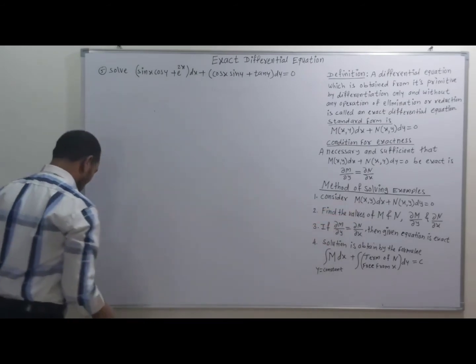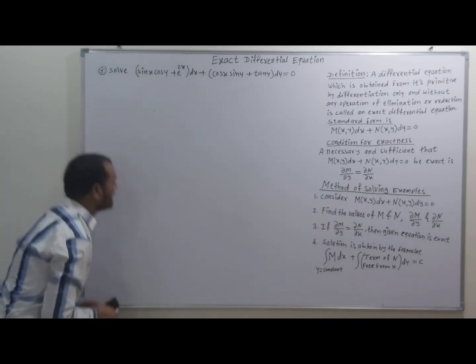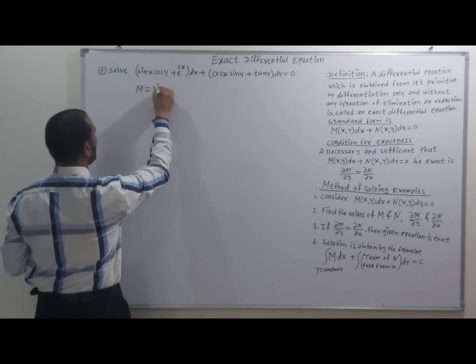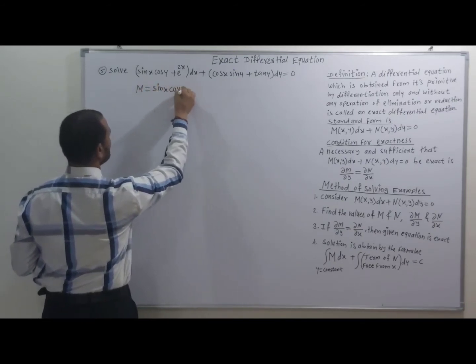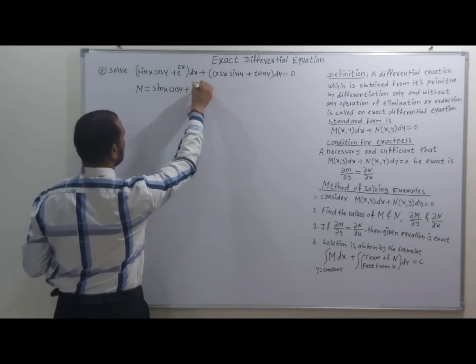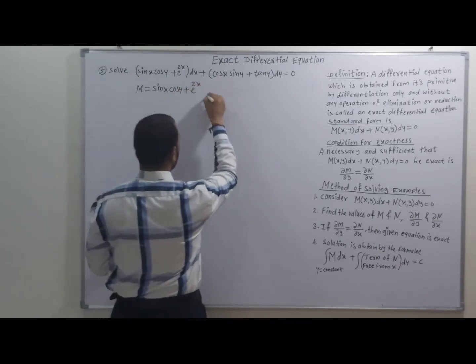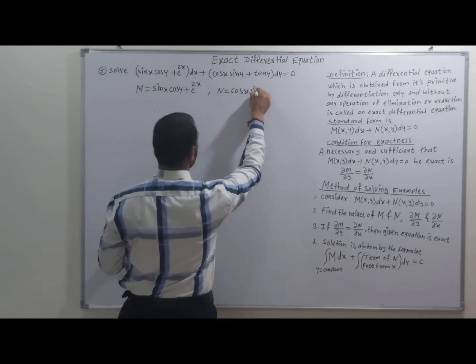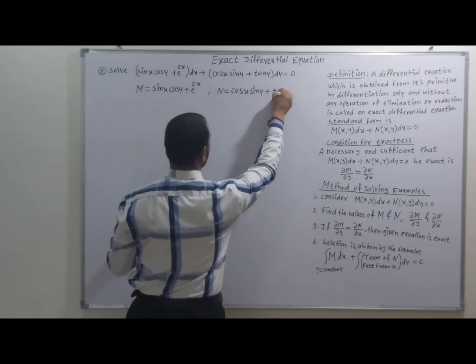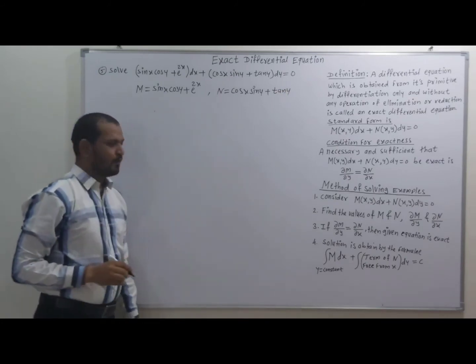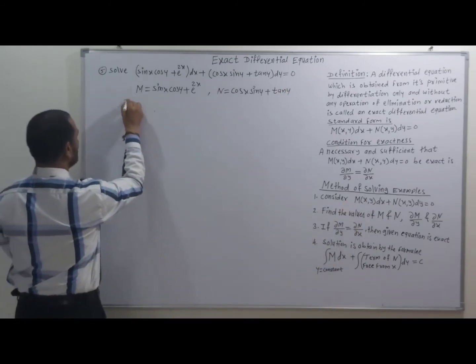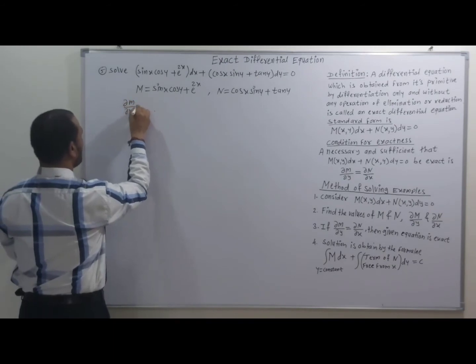Now here the value of m is sin x cos y plus e raised to 2x, and that of value of n is cos x sin y plus tan y. Now according to this step number 2, find out partial derivative of m with respect to y.